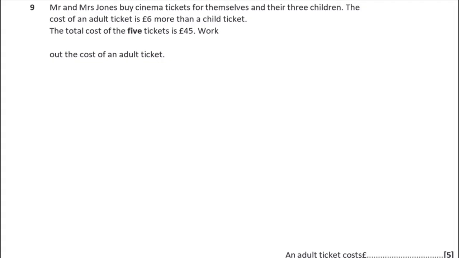Mr. and Mrs. Jones buy cinema tickets for themselves and their 3 children. The cost of an adult ticket is £6 more than the child ticket. So what we're going to do is take the child ticket and call that X. If the child price is X, then the adult price, we were told, was £6 more than the child price. So if I take the child price and add on 6, I'm going to get the adult price, aren't I?